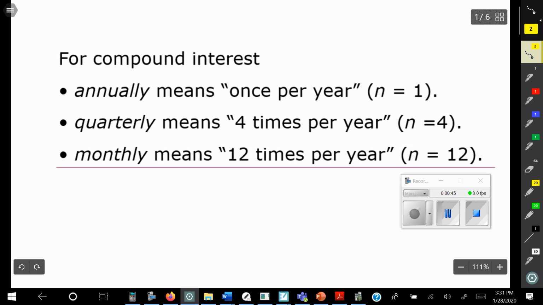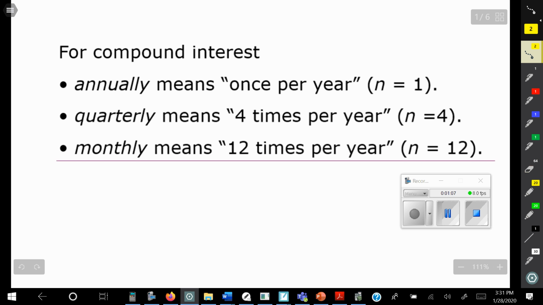And when that happens, you're going to plug in a different number into our regular growth or decay formula. If it's annual, you're going to put 1 for n. If it's quarterly, you're going to put 4 for n. And if it's monthly, you're going to put 12 for n. So let's take a look at a few examples.